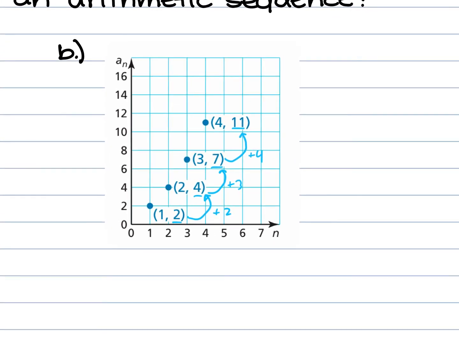No. Because you're not increasing by the same number. You don't have a common difference. So if it's a different number that you're adding to get from one to the next, it's not an arithmetic sequence.